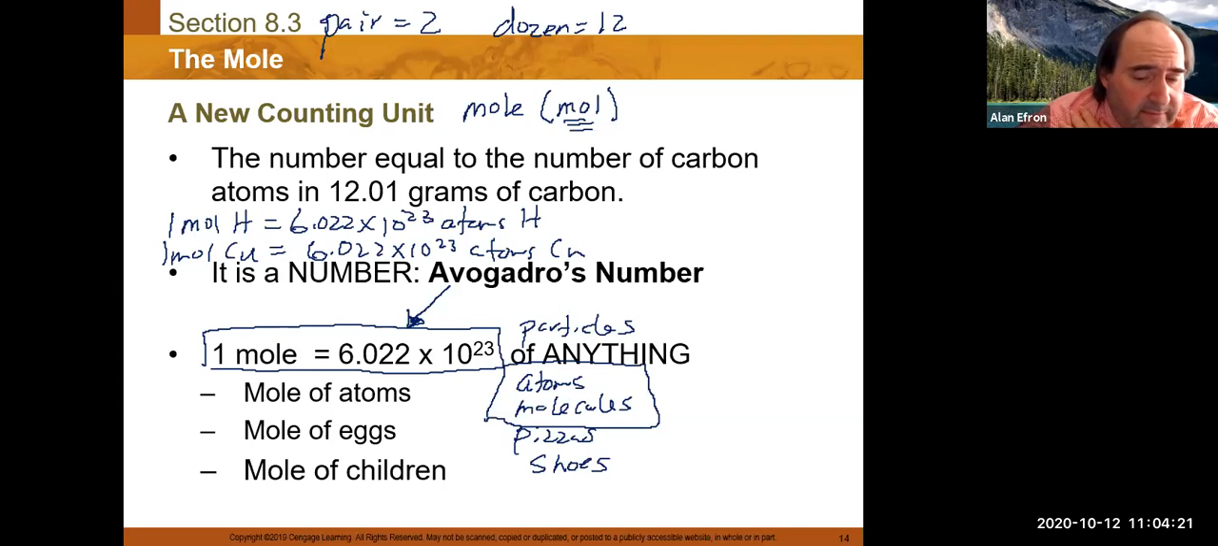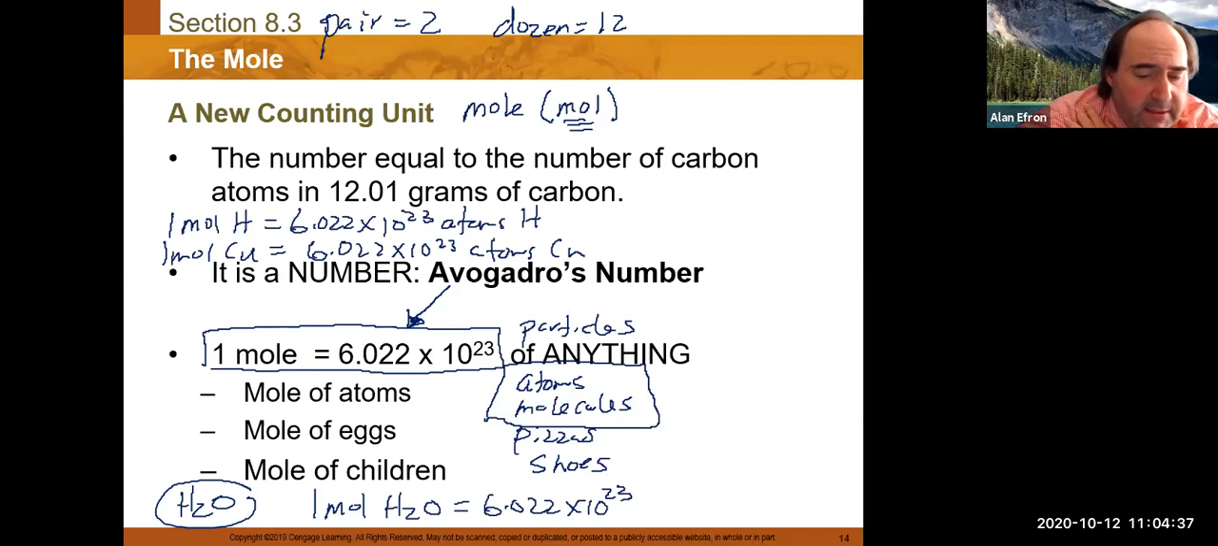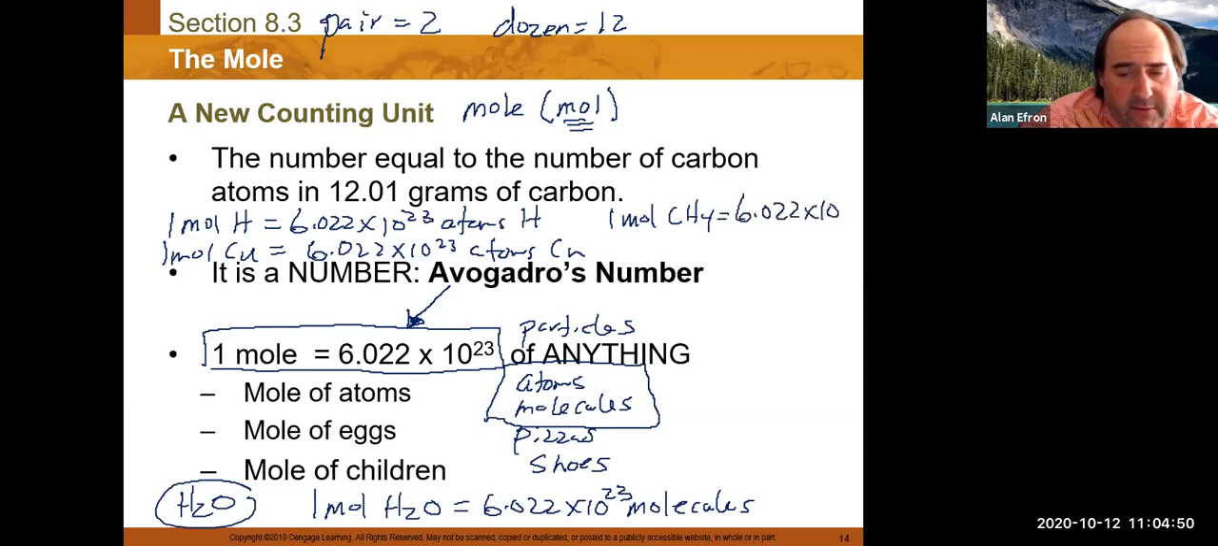You could also do it for things that are not just an element by itself. Say you had water, for example. Water is not an element. But you could say in 1 mole of water, there is 6.022 times 10 to the 23. And because water is a molecule, we would use units of molecules here. Same thing if you had something like 1 mole of CH4 would be 6.022 times 10 to the 23 molecules of CH4.